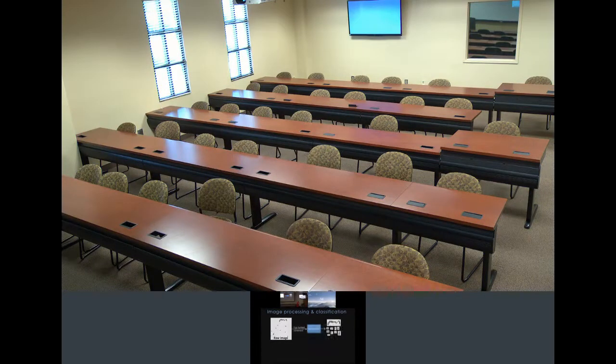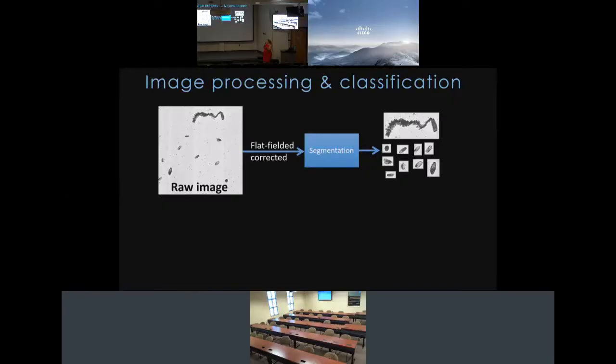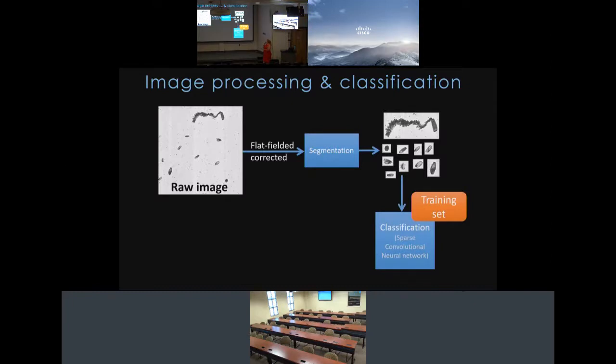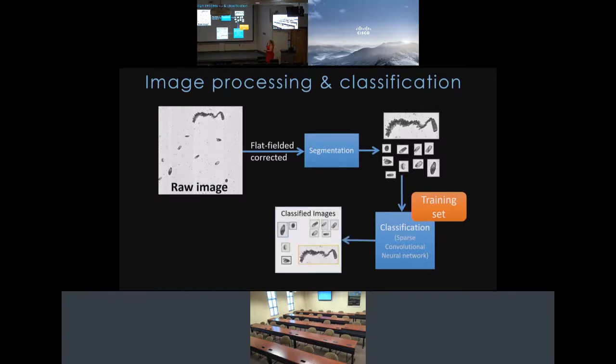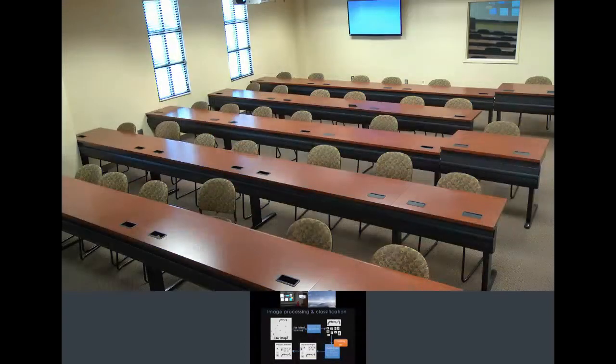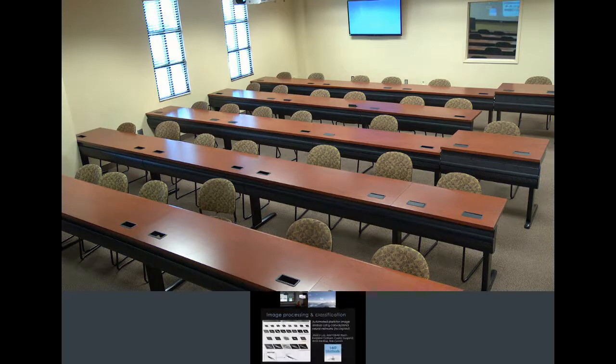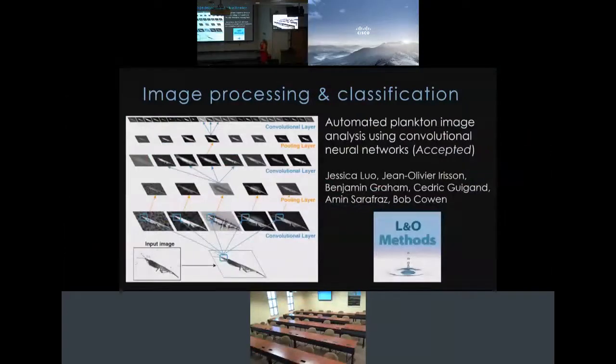So we take our raw image, we segment it, that's the vignette creation. We train the computer to recognize all our different functional groups. For this case, we were using a sparse convolutional network. We have our classified images, and then we do a manual correction using a confusion matrix. So this was a new technique, and it was written up in L&O Methods a couple years ago. It was led by Jessica Lowe.